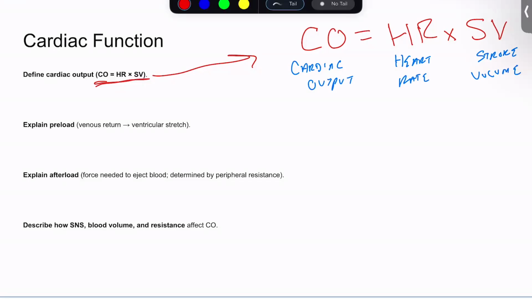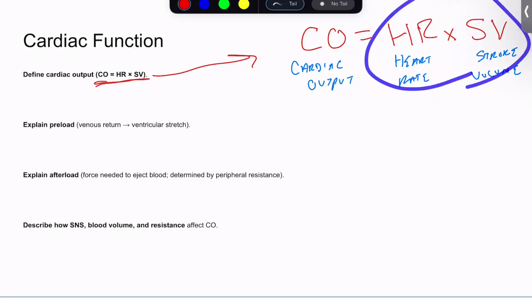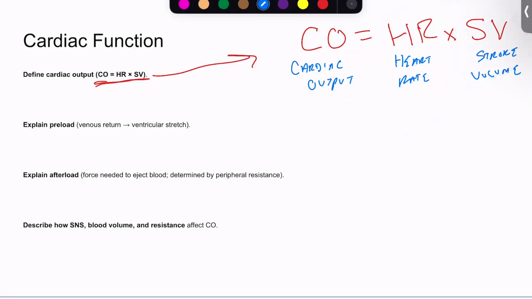So cardiac output, that's just going to be the amount of blood that our ventricles put out in 1 minute. And so that's measured by stroke volume, which is, okay, how much blood do we have going out? And heart rate is how often do we have this blood going out? And so if you combine those two together, you get cardiac output. And so just in general, cardiac output will always increase if we have an increase in heart rate or stroke volume.